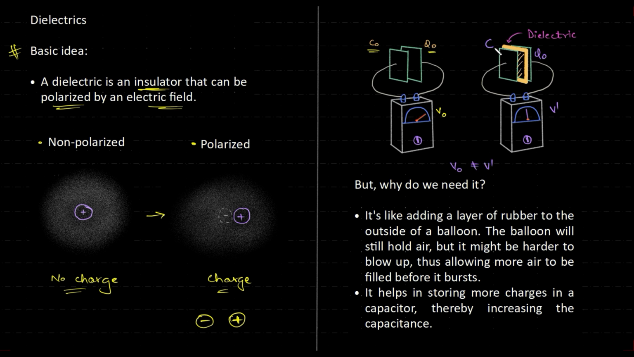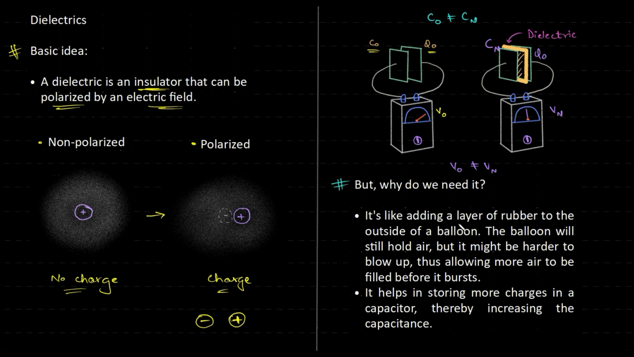And the new capacitance, say C N. So the old will not be the same as the new. The capacitance of the capacitor also changes. Okay, guys. So why does it change? How does it change? That we'll be studying. Why do we need it?